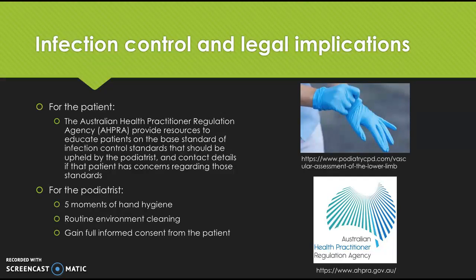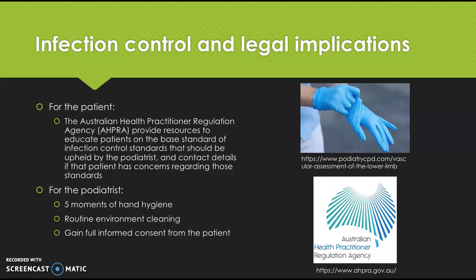The Podiatry Board of Australia Code of Conduct outlines a large range of relevant legal implications, first of which, and the most important, being informed consent. The podiatrist must gain full informed consent from the patient before beginning their assessment and must be able to determine whether the patient they're treating has the appropriate level of education and ability to comprehend and understand the assessment adequately.